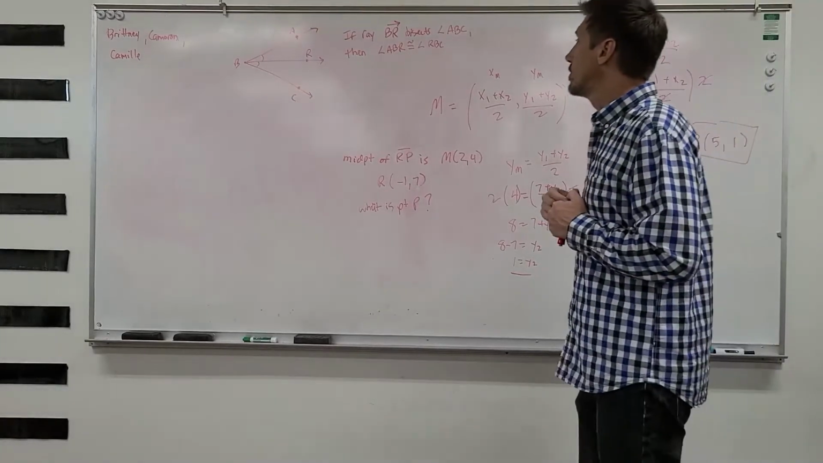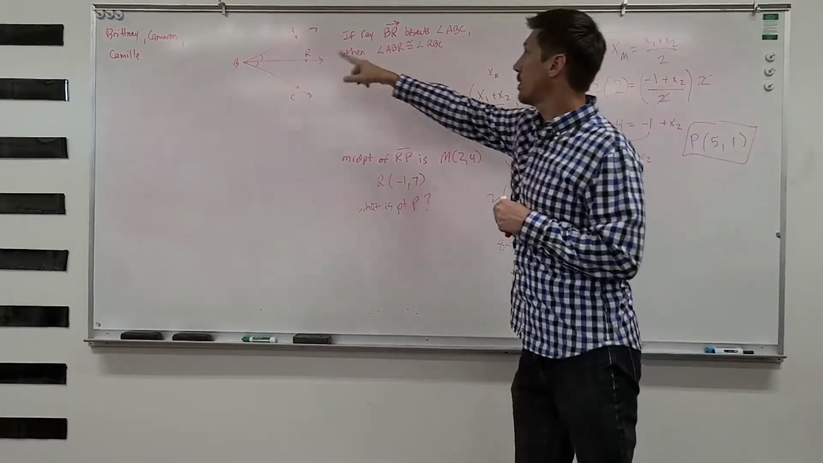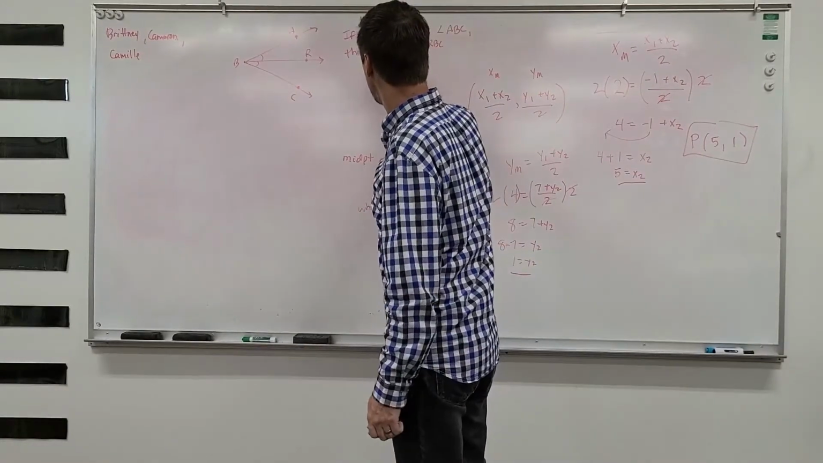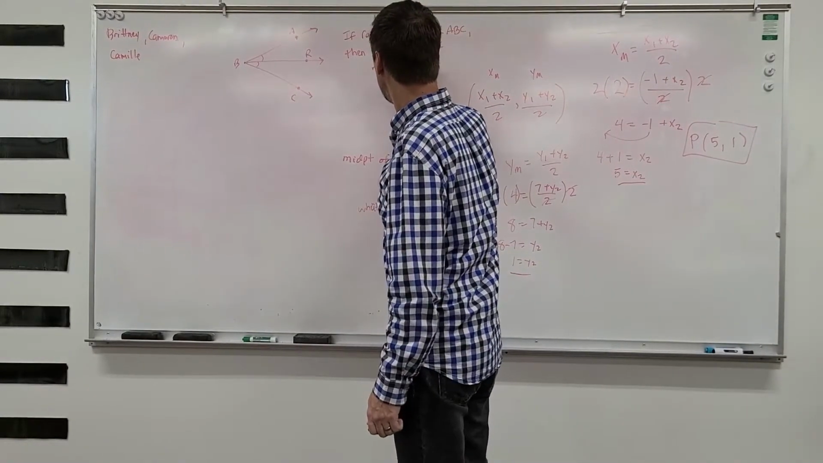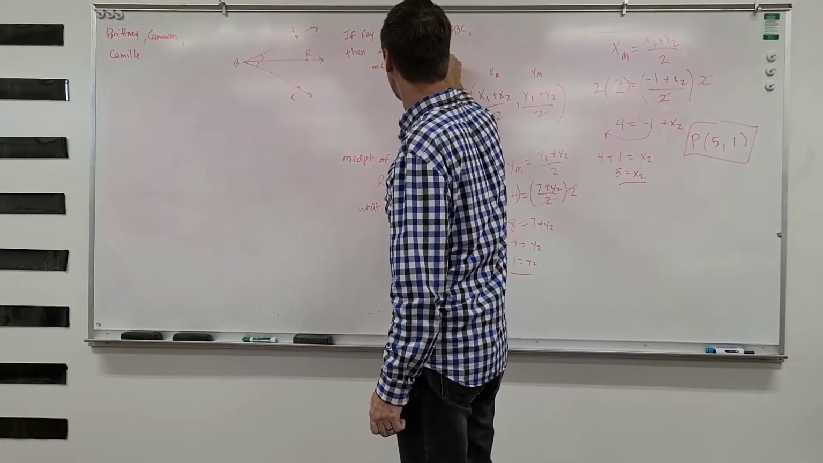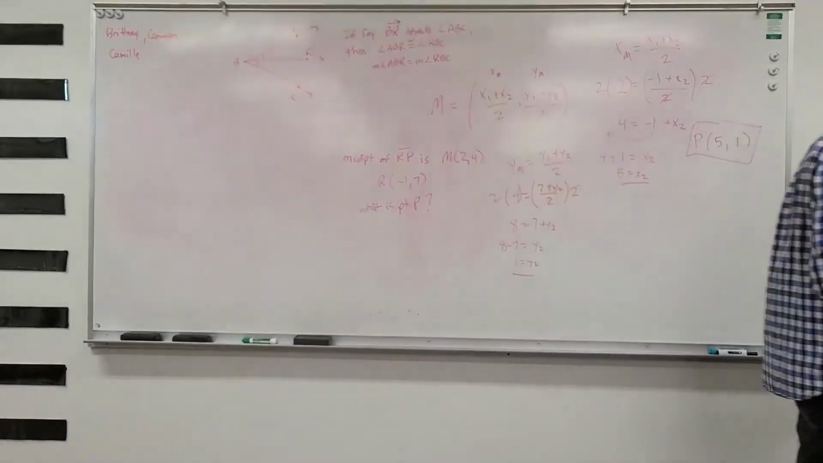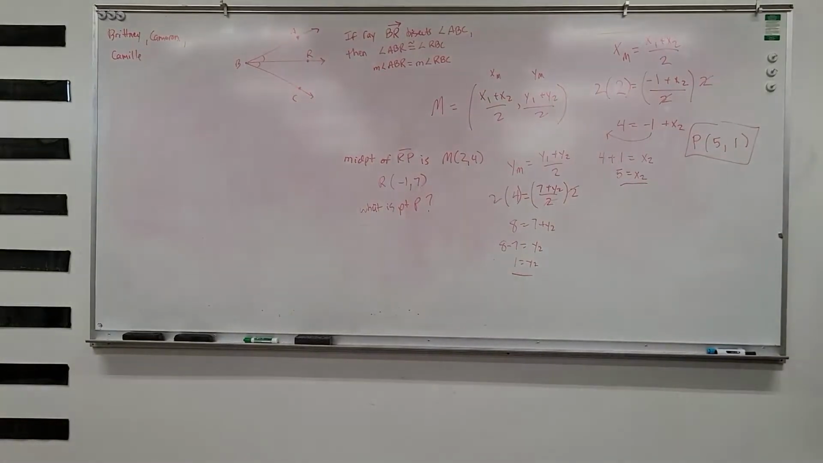And so either I could say that these two angles are congruent, or I could say it like this: the measure of angle ABR is equal to the measure of angle RBC. Because that's what congruency means. It means the measurements are equal.